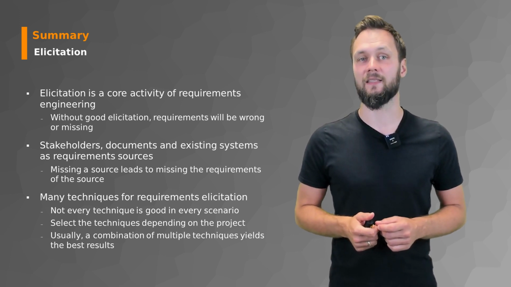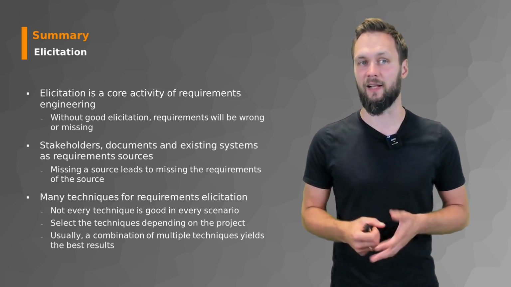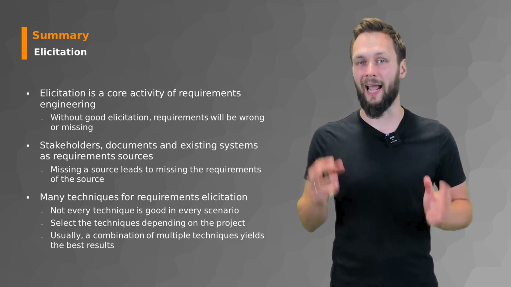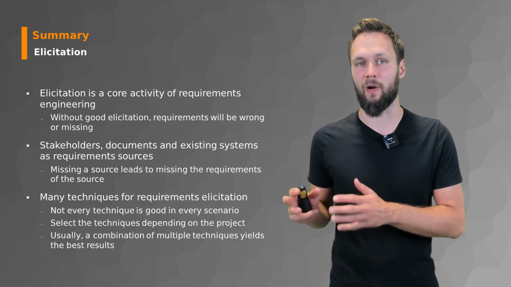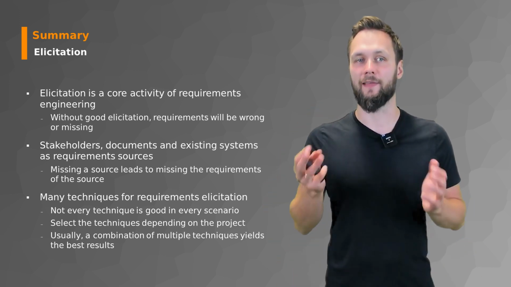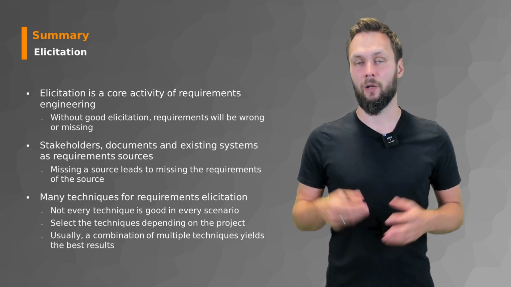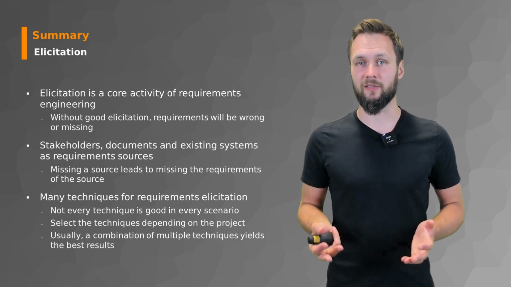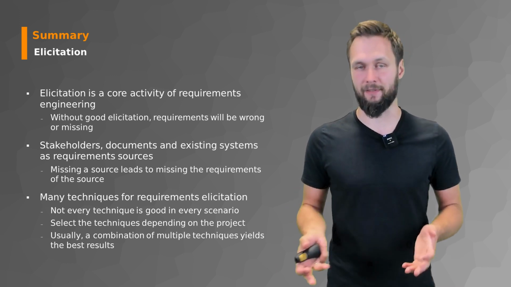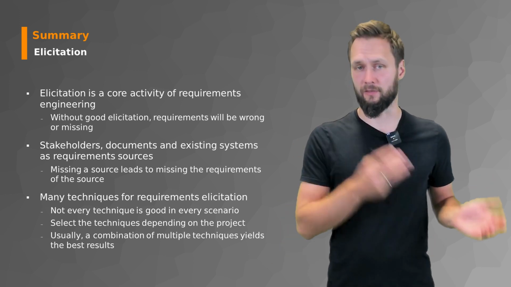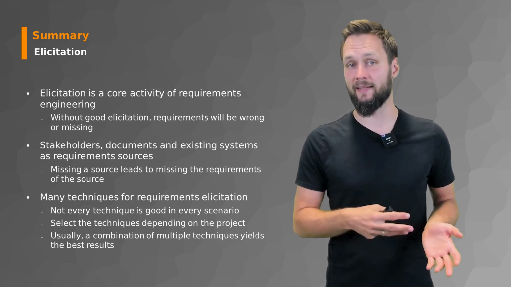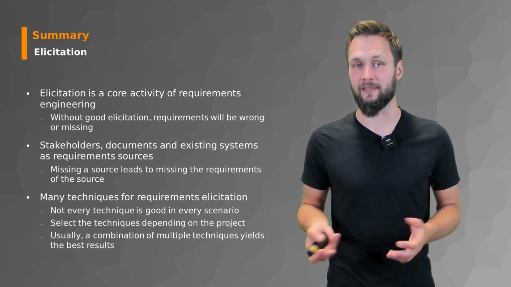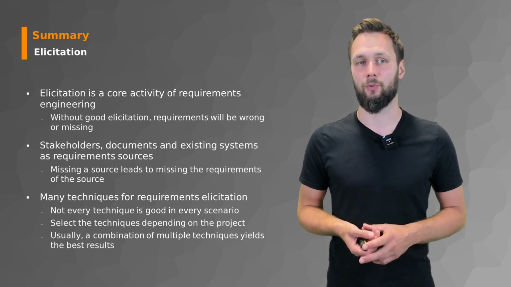Stakeholders, documents and existing systems as requirement sources are super valuable to you. Missing a source leads to missing requirements of the source, or you have to somehow find another way to get those requirements, which is potentially way more difficult than just not missing this initial source. We also introduced to you many techniques for requirements elicitation, mostly because there is not a single technique that can cover everything. Each and every technique has its advantages and disadvantages. You can combine them in different ways to get a complete list of requirements, also minimizing the risk of missing requirements or getting bad or incomplete requirements.